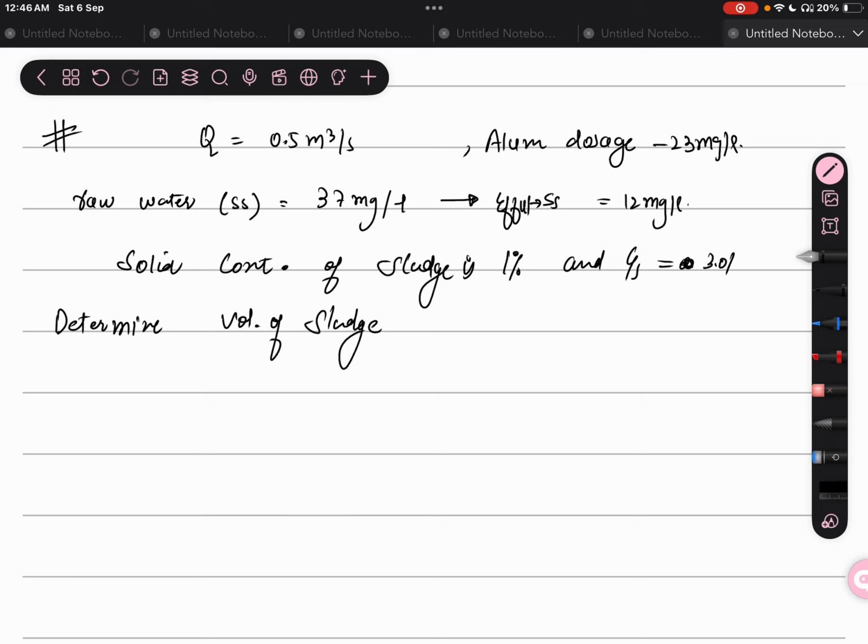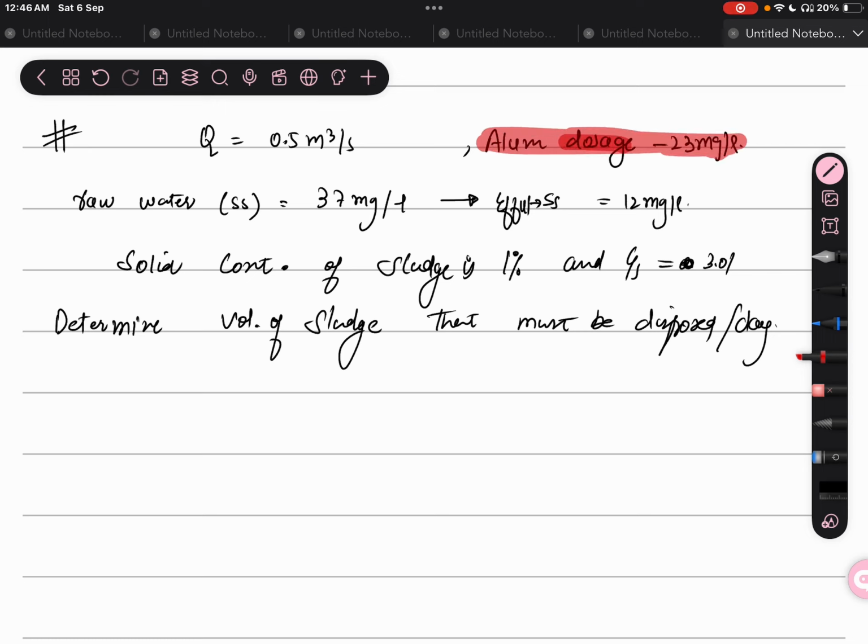We are asked to determine the volume of sludge that must be disposed per day from this treatment plant. So basically, we'll focus first on this part, the alum dosage, that's 23 milligrams.